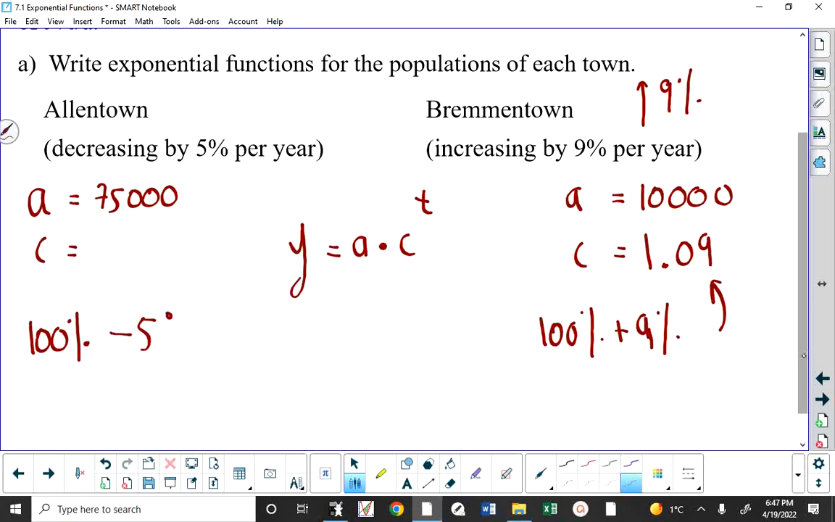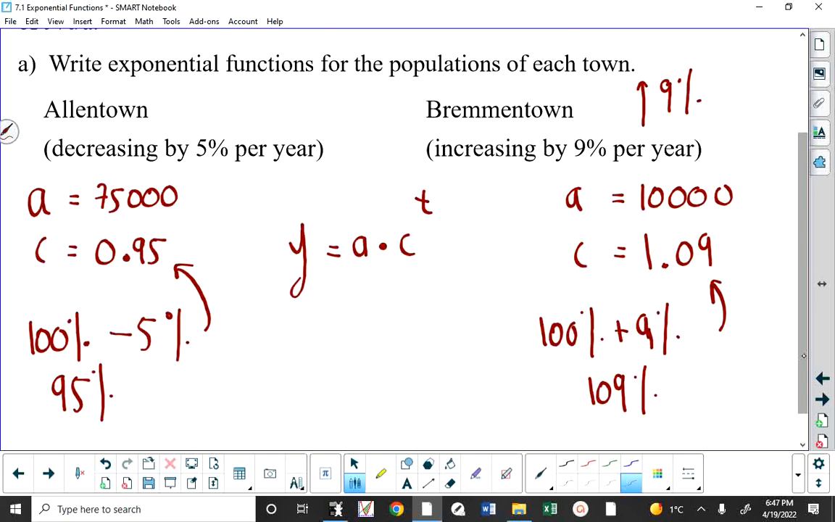And if you lose 5%, then you're only going to keep 95%. So 100% plus 9% is 109%. Percent means divided by 100. 109 divided by 100 is 1.09. 100% minus 5% is 95%. 95% means 95 over 100, which is 0.95.